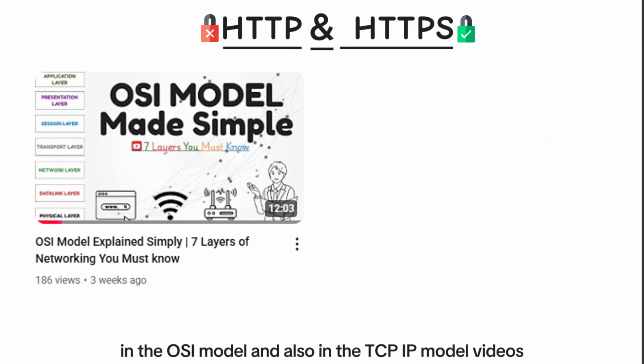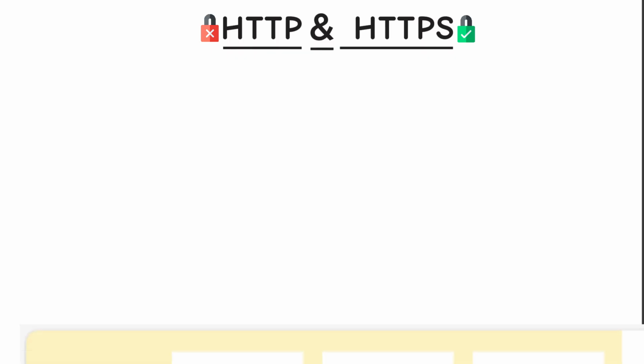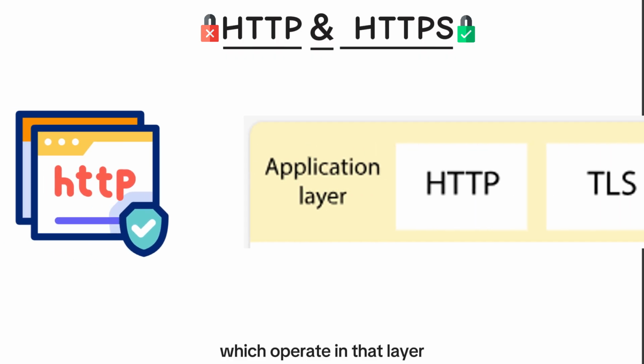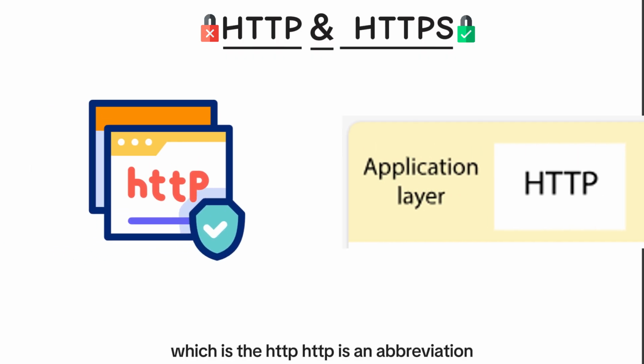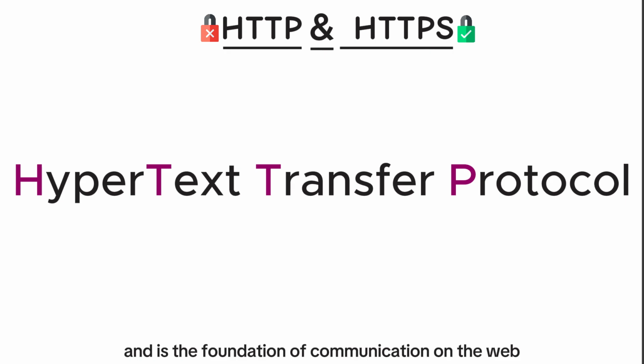In the OSI model and also in the TCP/IP model videos, we have learned a lot about the application layer and one of the most prominent protocols which operate in that layer, which is the HTTP. HTTP is an abbreviation for the Hypertext Transfer Protocol and is the foundation of communication on the web.